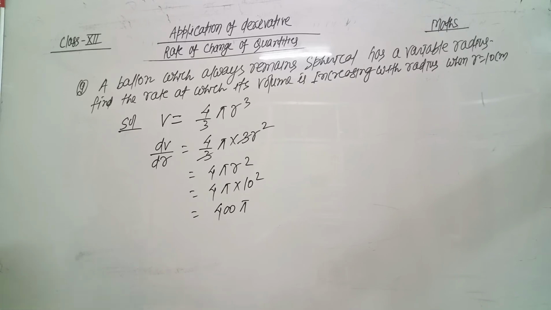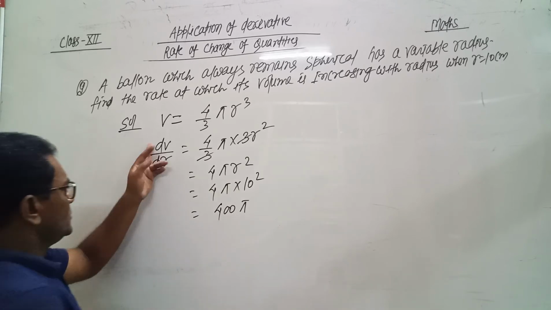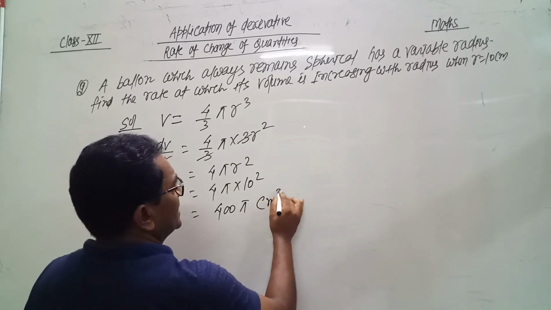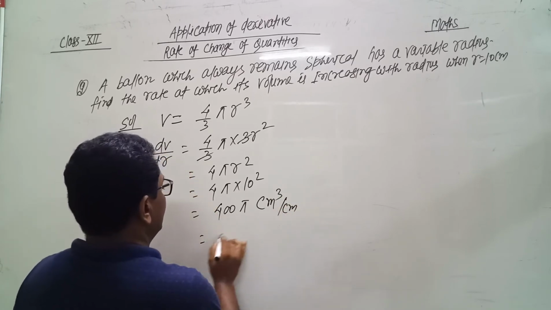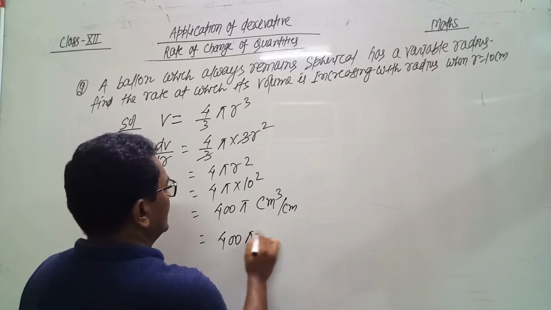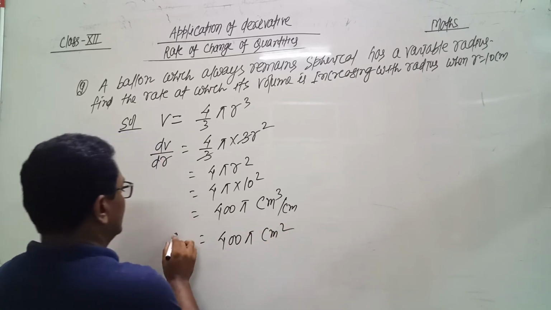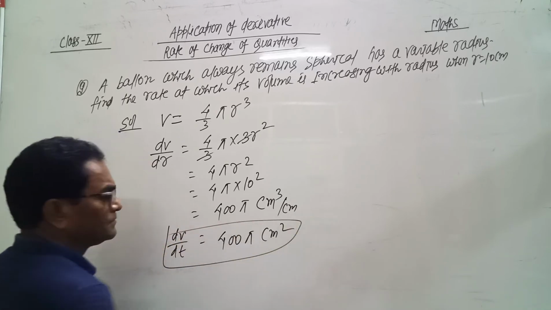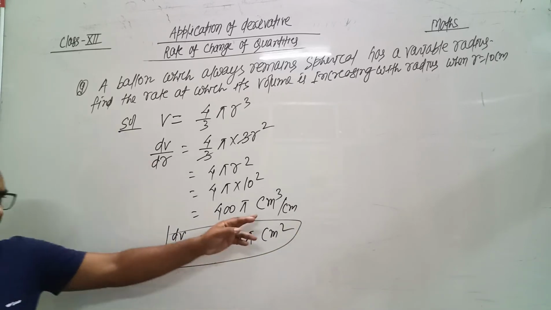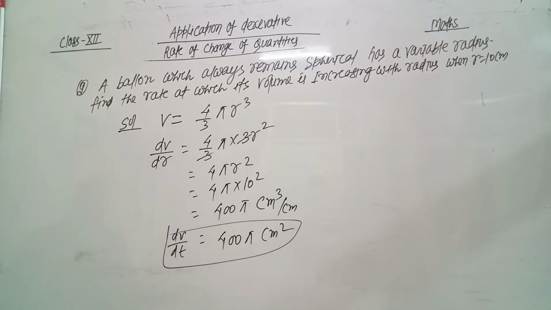400 pi, and its unit: the unit of volume is centimeter cube upon centimeter. The final result is 400 pi centimeter square. This is the increase in volume. One centimeter gets cancelled.